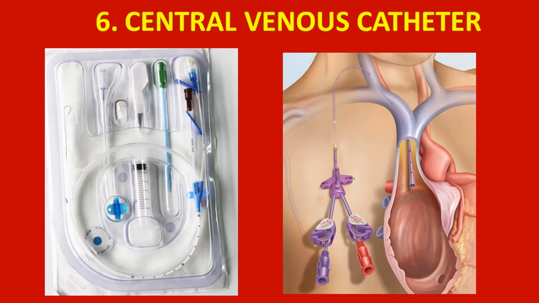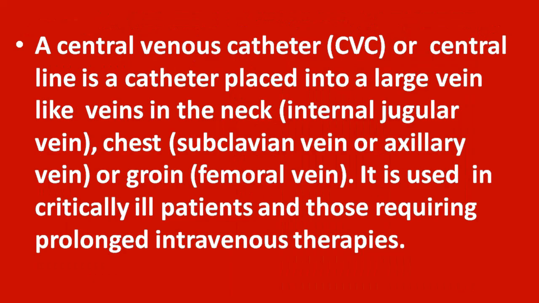The next image shows central venous catheter set. A central venous catheter or central line is a catheter placed into a large vein like veins in the neck, that is internal jugular vein, or chest, subclavian vein or axillary vein, or groin, that is femoral vein. It is used in critically ill patients and those requiring prolonged intravenous therapies.